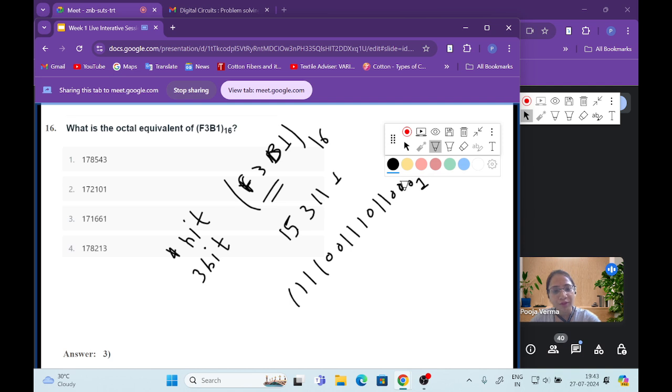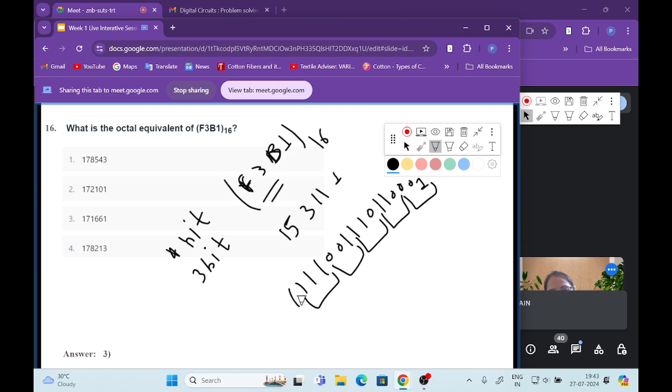Now we have to group it in the form of 3 bits, 3 bits. What will you get? 4 1 2 2 6 4 7. Okay, and this is left.